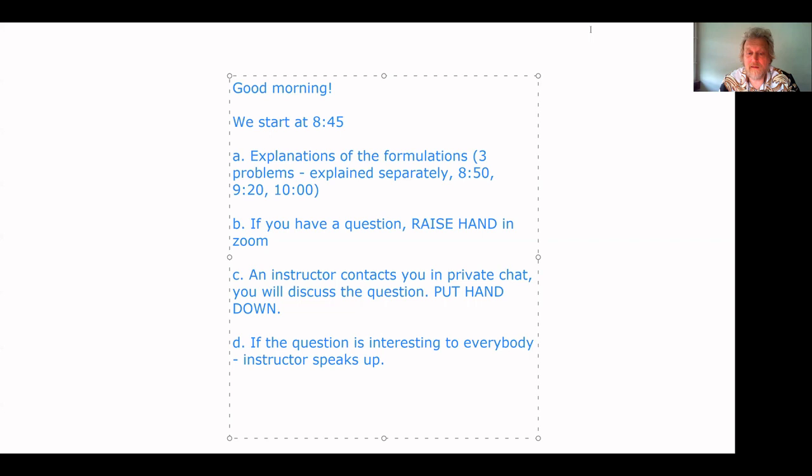And we proceed along the rules which I put at the whiteboard. Let me shortly go through this. I will explain the formulation of the problem, perhaps giving some hints on how to solve it, how to proceed. And yeah, I didn't put it. You can put your question to the chat for everyone at this moment.